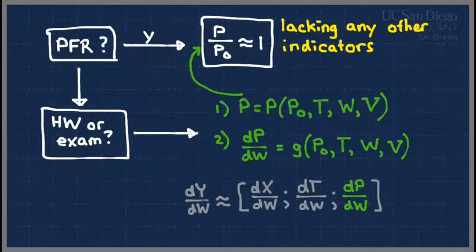If you're in case one, that just means somewhere in your equation is going to be that expression P over P0, and you just dump the expression in there, and that's P. If you're in case two, you'll have to solve that differential explicitly.